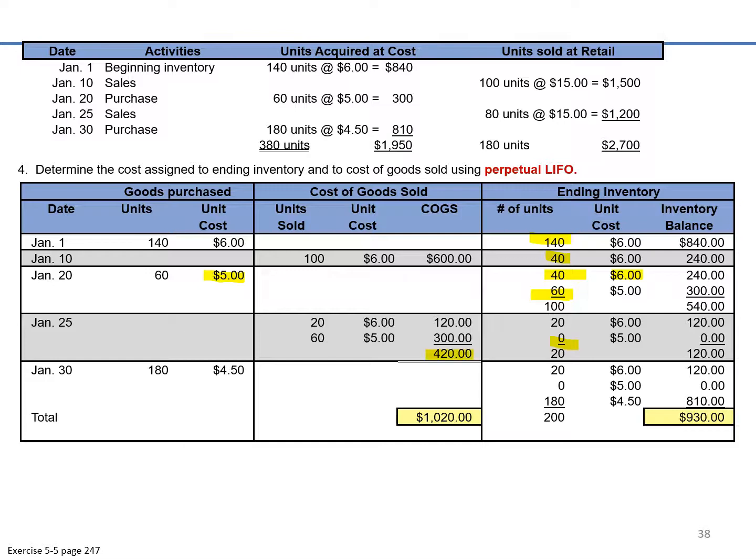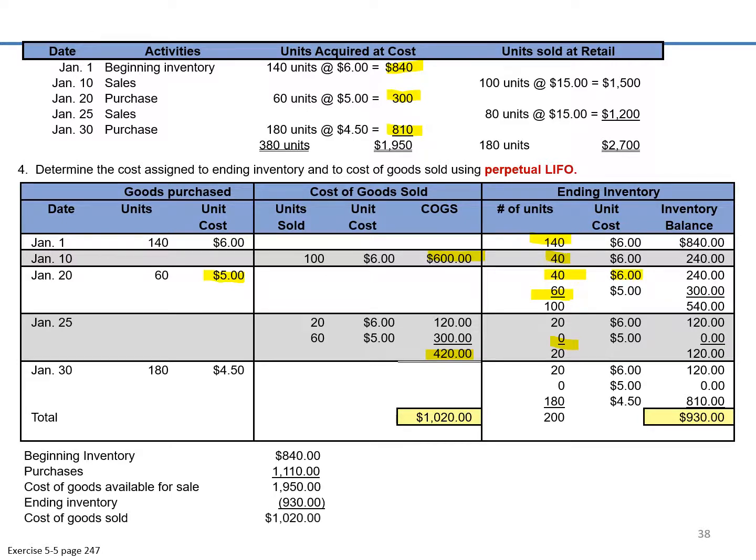Total cost of goods sold $420 plus $600, $1,020. And if we want to check our balance, we have beginning inventory of $840. We bought purchases of $1,110 for $1,950, less ending inventory of $930 equals cost of goods sold of $1,020. Okay.